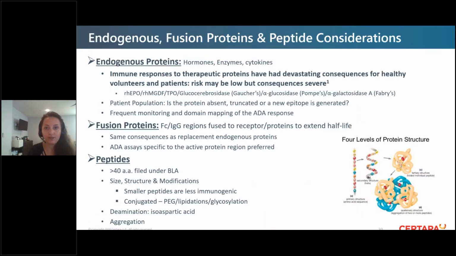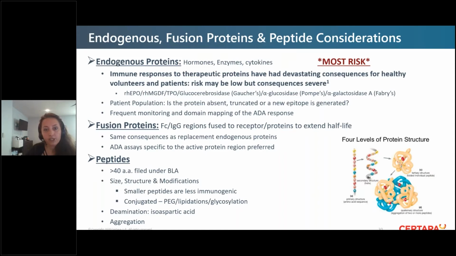So endogenous proteins, these are whenever I'm working on either a fusion protein like an Fc fusion protein or endogenous proteins, they're the most risk. Historically there have been issues, EPO is a famous one, where you can have devastating consequences to either healthy volunteers or patients. The risk is, it doesn't happen very often, but when it does, it can be quite devastating. And so with this, you're going to have a more thorough and thoughtful immunogenicity evaluation strategy.